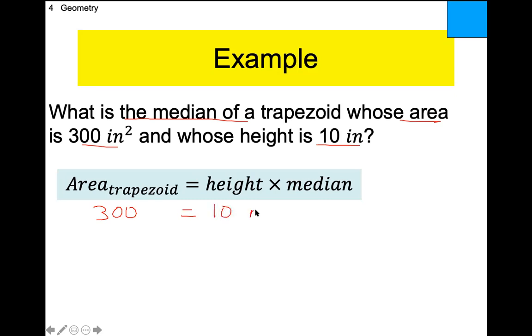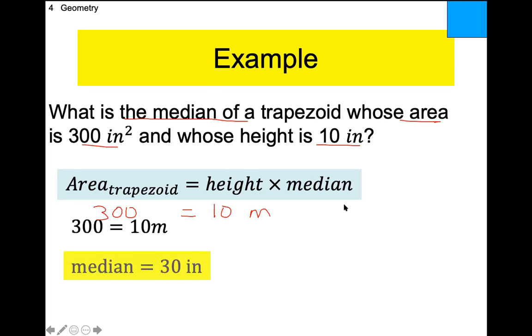What I don't have is m, but look what I just wrote. It's a simple one-step equation. Therefore, the median is how big? 30. There you go. Look how easy that was, right? That's crazy. Why don't they teach this to 7th, 8th graders? I don't know. They could if they wanted to.